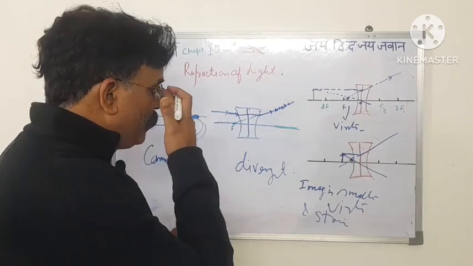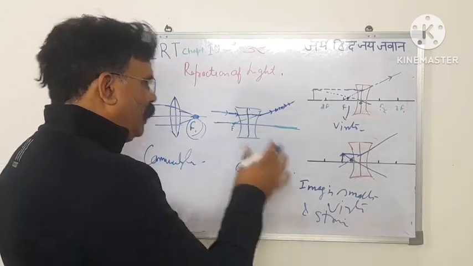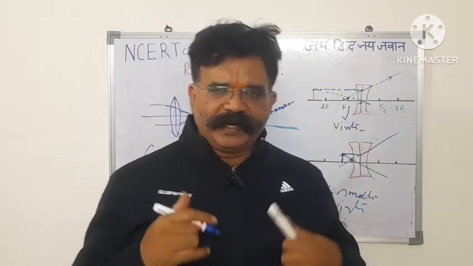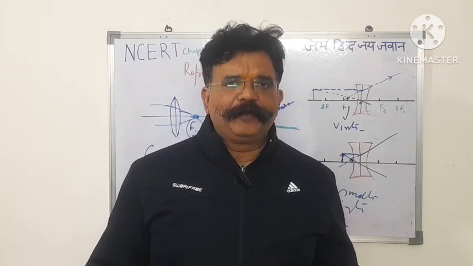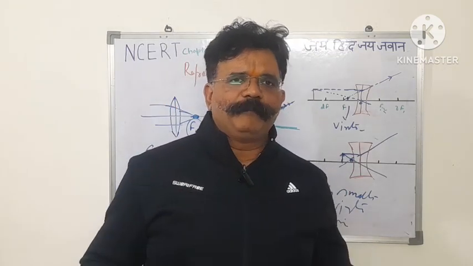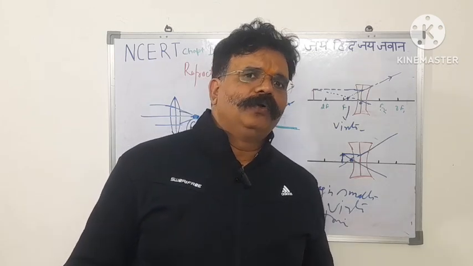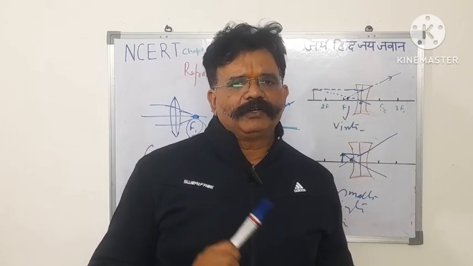By this, the refraction of light through spherical surfaces is over. In the next class, we will see refraction of light through a glass slab, a denser medium, how the medium changes, and how the velocity of the light changes.